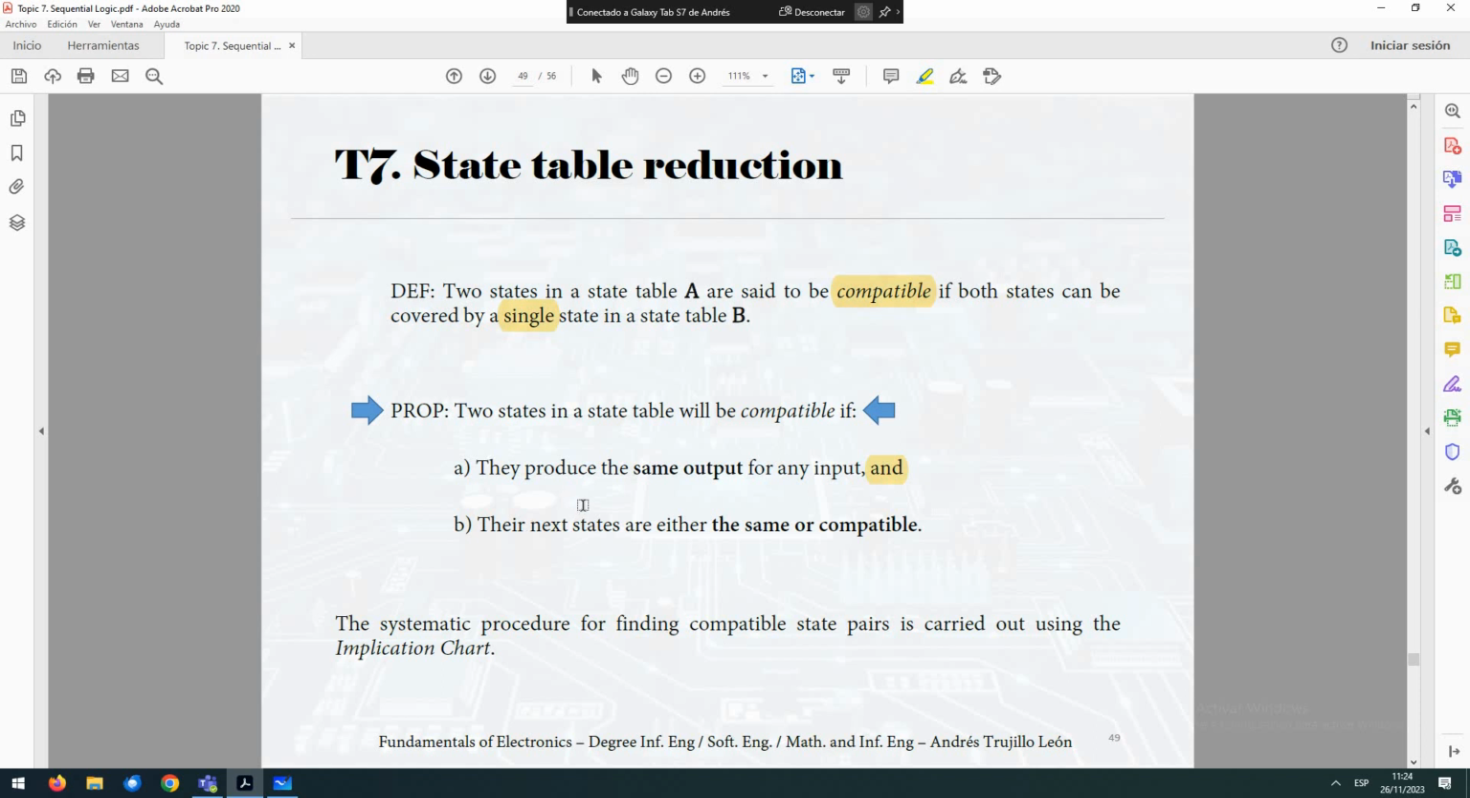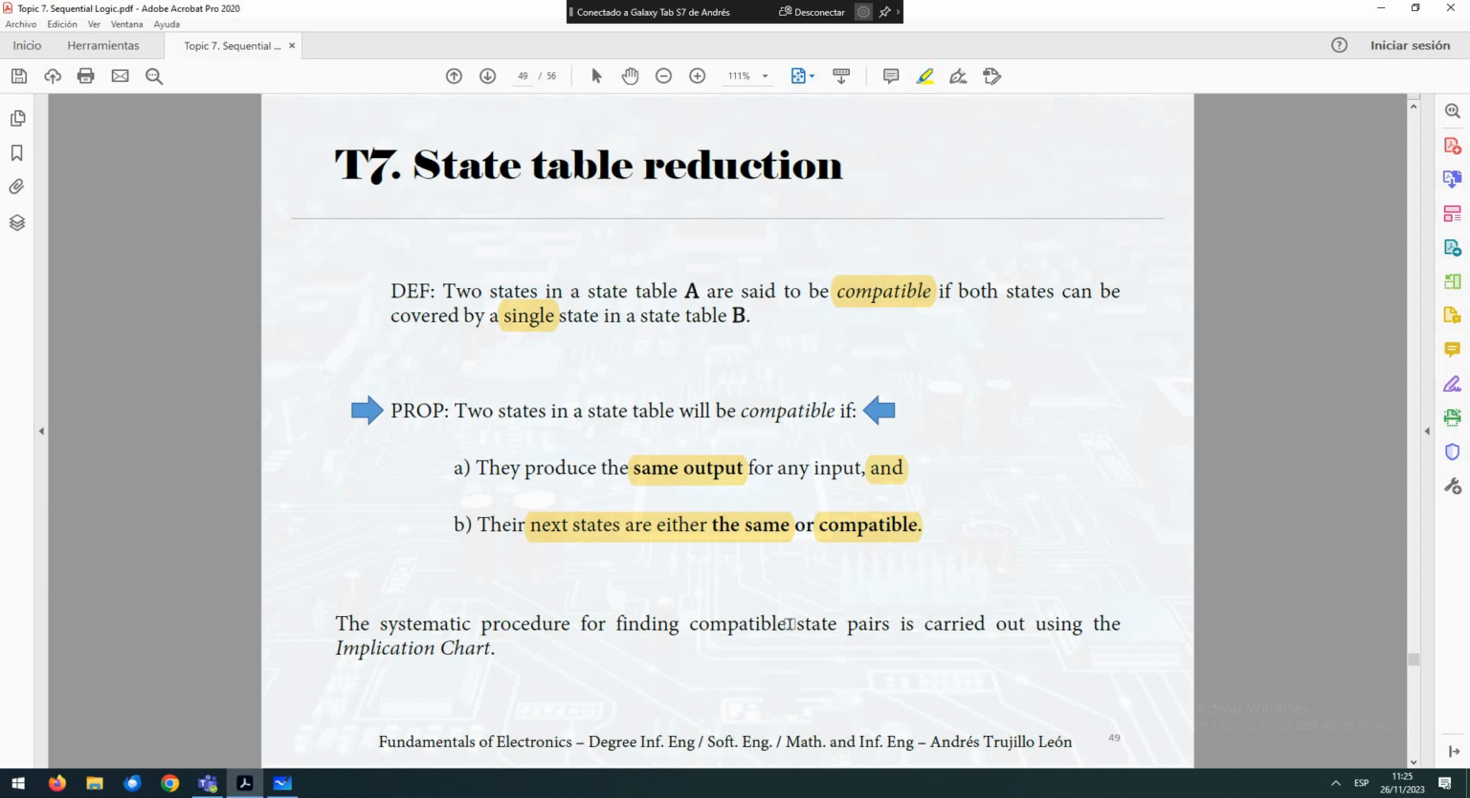So two states are going to be compatible if the output is the same for all the inputs, and if their next states are the same. If we see this in two rows of the state output table, these two states are going to be directly compatible, so we can remove one of them. If we don't have this in the table, that the next states of the two states are the same, we have to check the second condition. They may be also compatible, and this condition is more difficult to see.